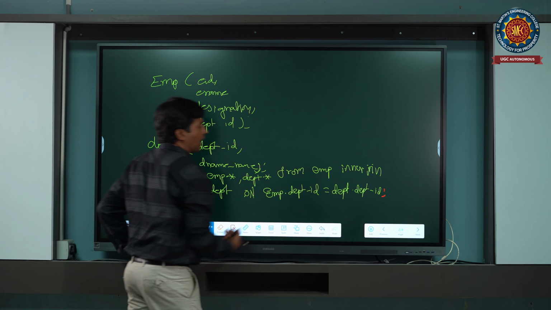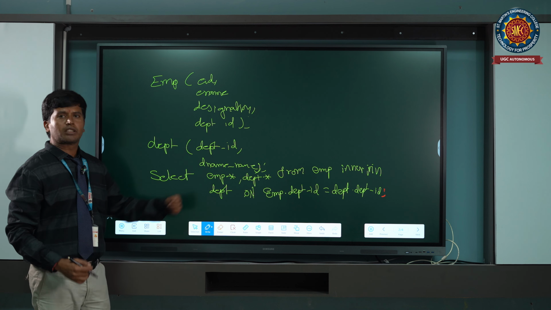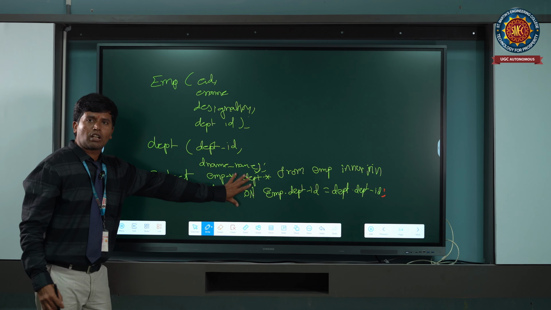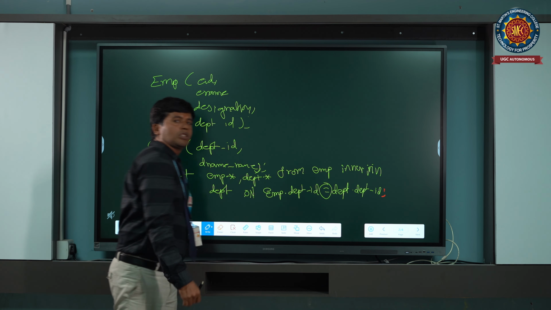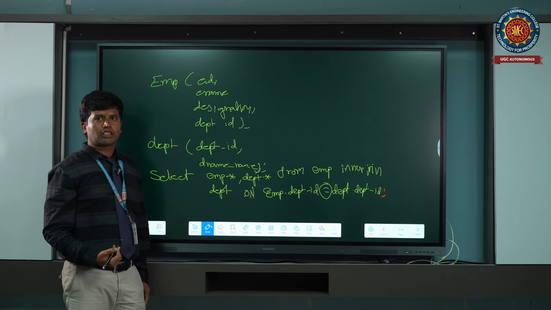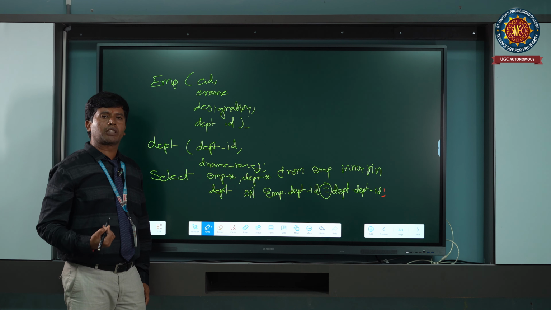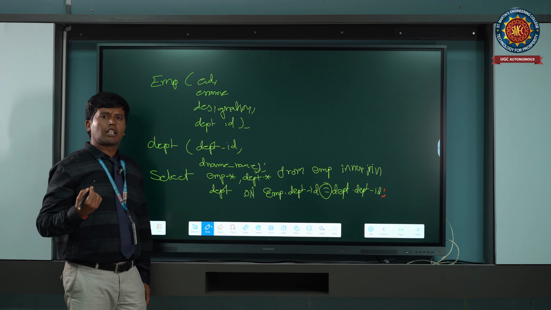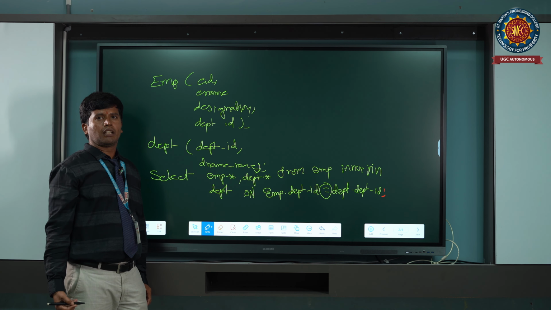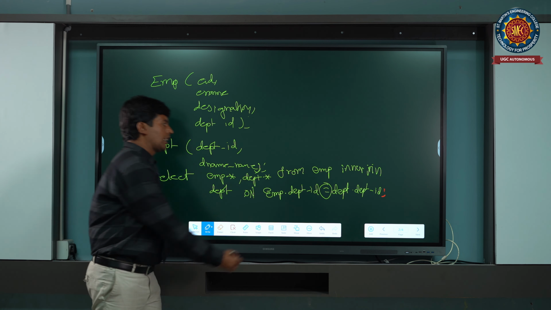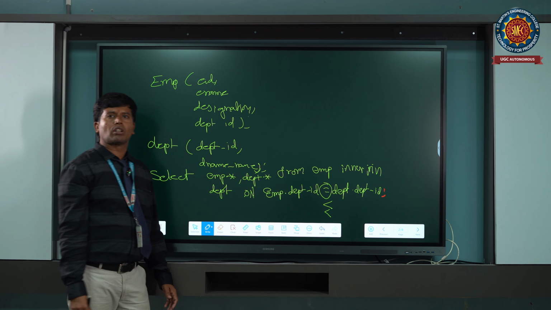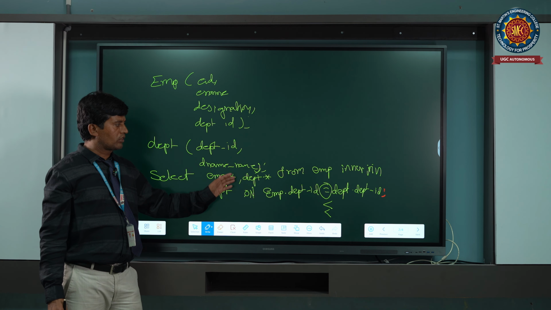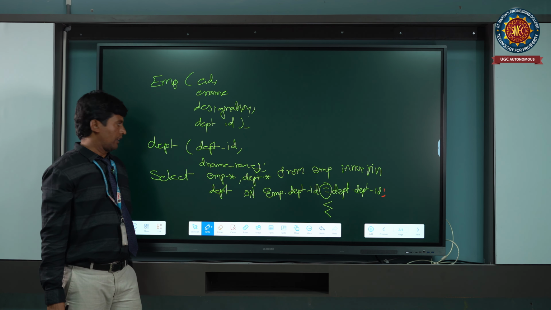Other than equal join, we have theta join. Theta join is nothing but, instead of equal, we use other operators on the department ID. For example, I want the employee information for those working under a department less than 5. I want those employee records. At that time, we can use the less than operator. Those joins come under theta join. Instead of equijoin, we call it theta join.